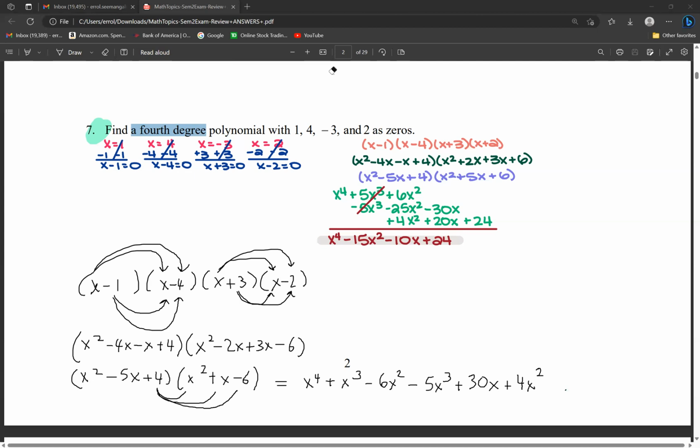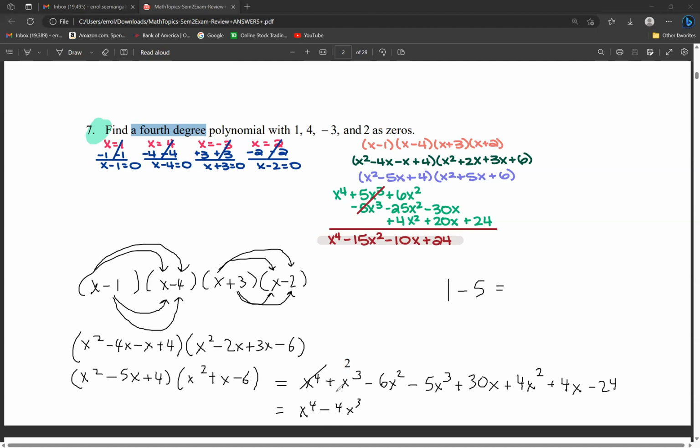Negative 24. Yes. Now collect your like terms. Plus 4x minus 24. Collect all your like terms. There's only one to the 4th power, right? Okay, so x⁴. What else? Plus x³ minus 5x³. Exactly, 1 minus 5. How much? Negative 4. Negative 4x³. Okay.